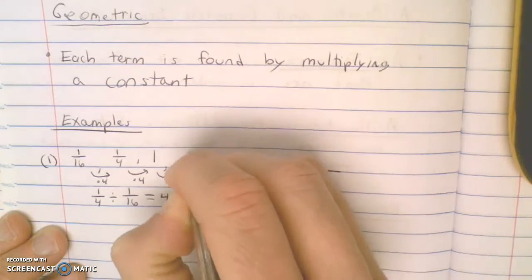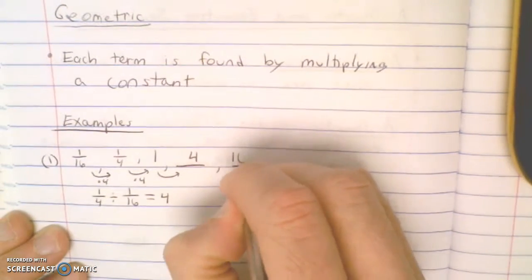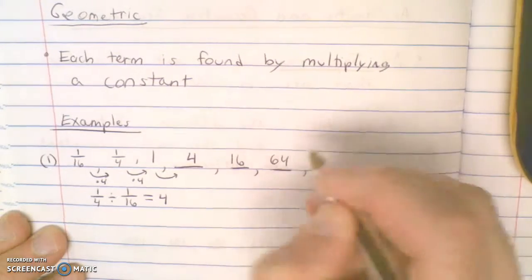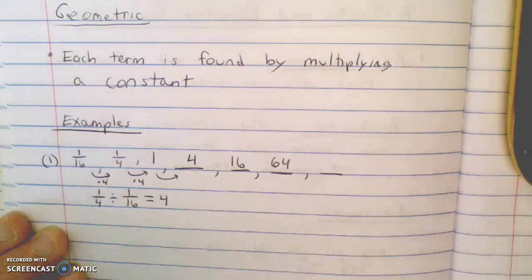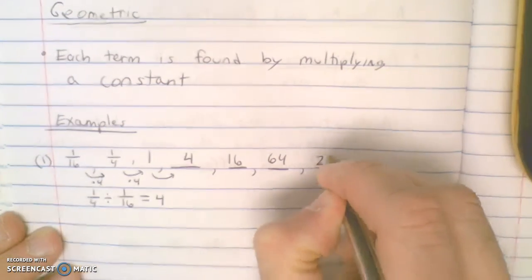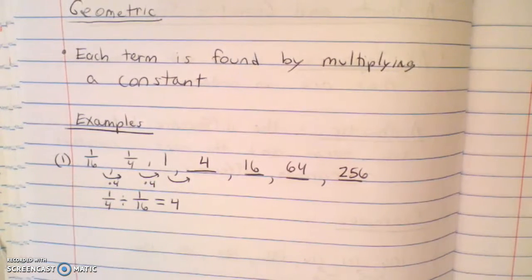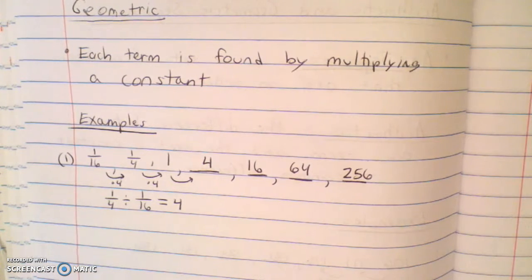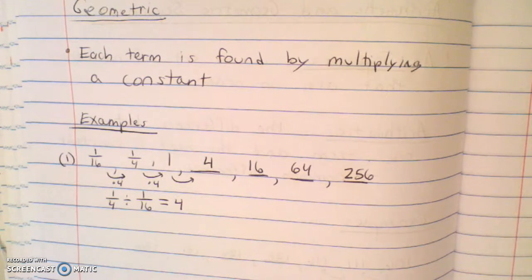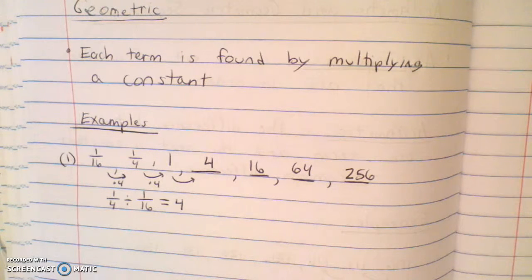So 1 times 4 is 4. 4 times 4 is 16. 16 times 4 is 64. 64 times 4 is 256. So using the next graph in your pile, we can graph these ones because we're going to see a difference in our graphs.